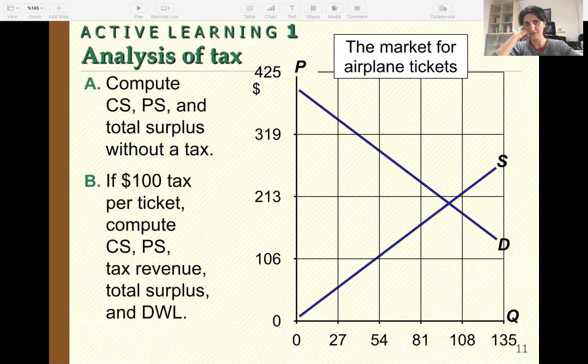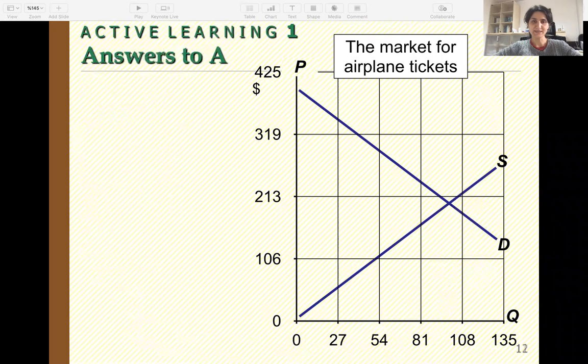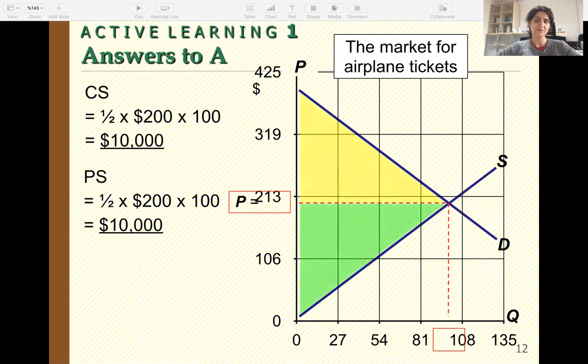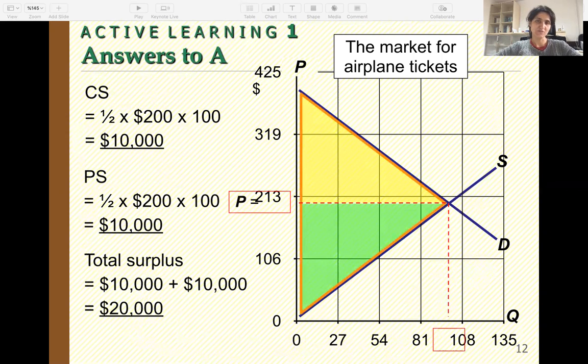The numbers shift. Compute consumer surplus, producer surplus, and total surplus without a tax. So then you're going to find the area of this triangle, right? Because consumer surplus will be the area between equilibrium price and the demand curve, and producer surplus will be the area between equilibrium price and the supply curve. This is the equilibrium price, this is the area between price and the demand curve, and this is the area between price and the supply curve.